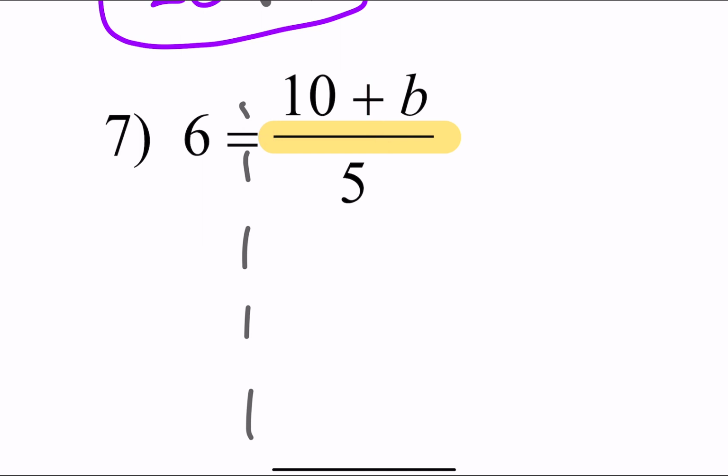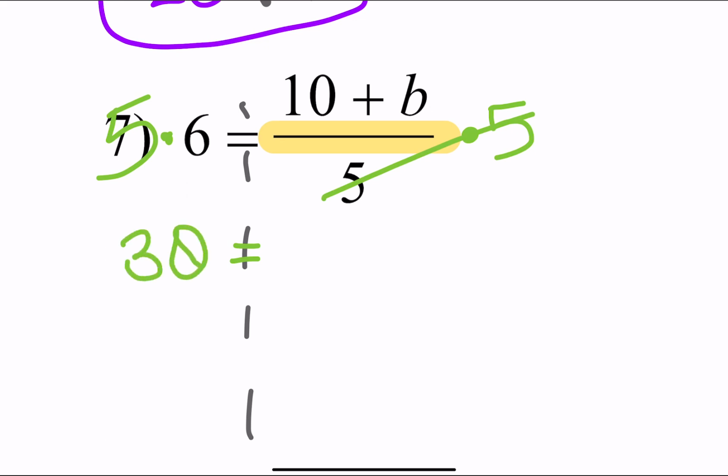So in this case, what we actually want to do is we want to multiply by 5 so we can get rid of that fraction. And remember, we do that on both sides. So this leaves us with 30. 6 times 5 is 30. And then we're left with 10 plus b.